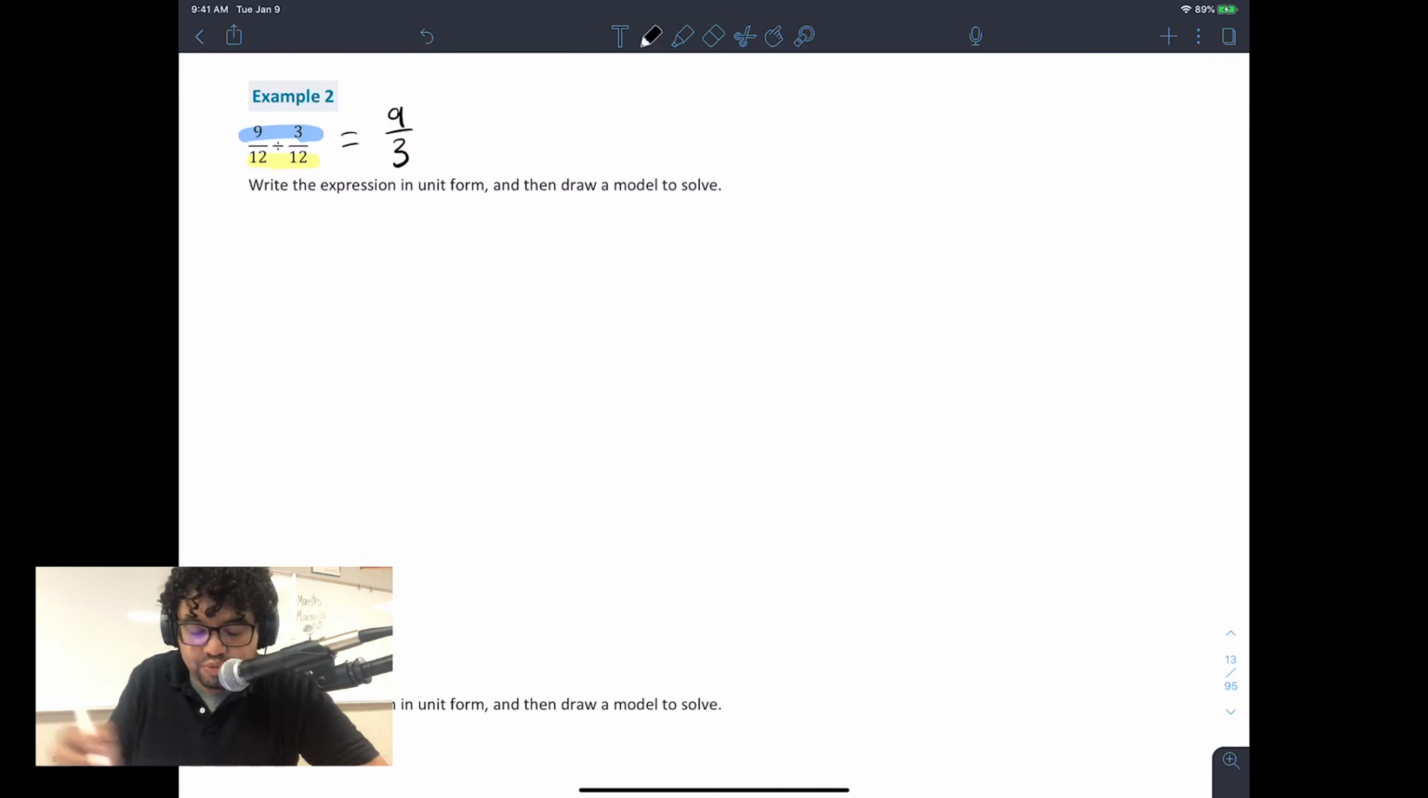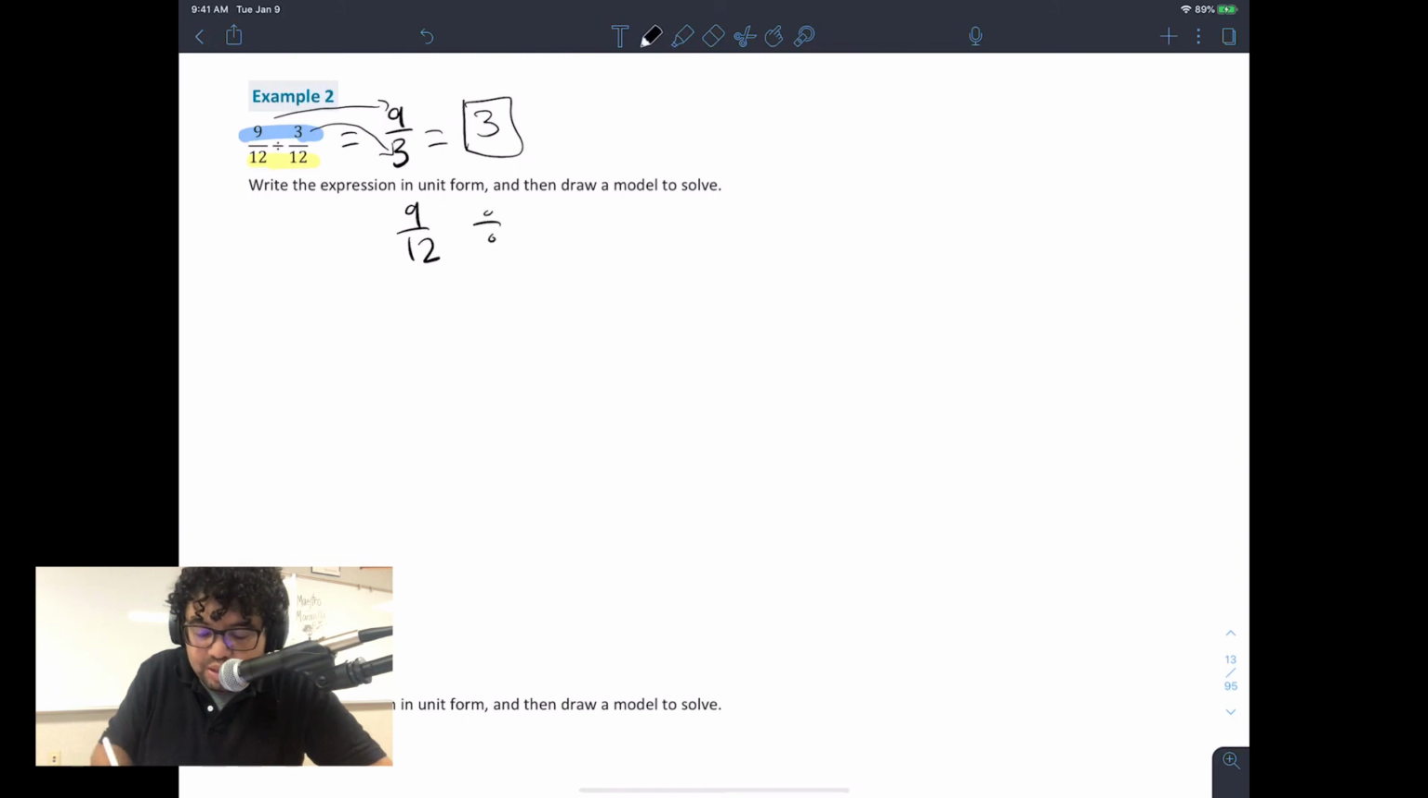The numerator of the first divided by the numerator of the second. That's your answer. You can simplify this. 9 divided by 3 is 3, and that's it. That's simple. That's your answer. Okay. Now we can do this using our algebraic model. So we'll do 9 twelfths divided by 3 twelfths.